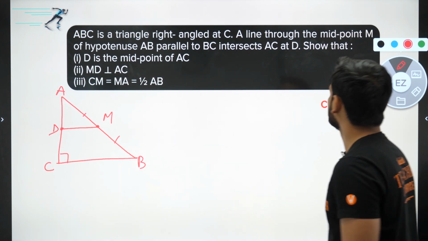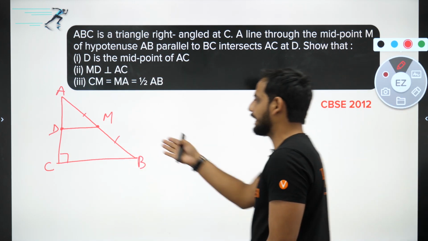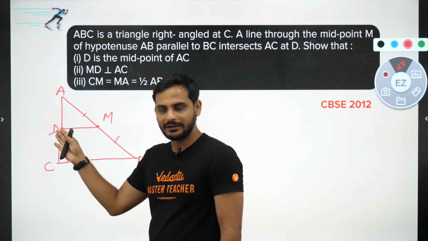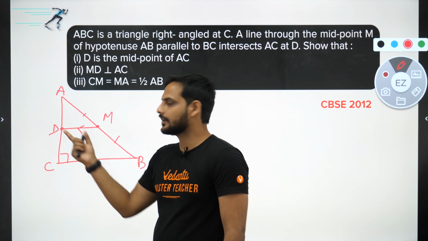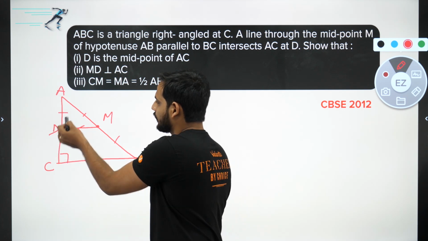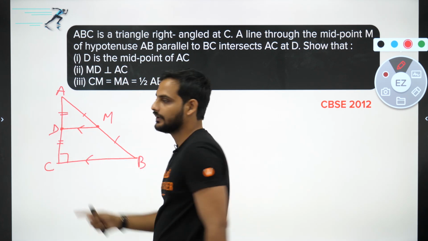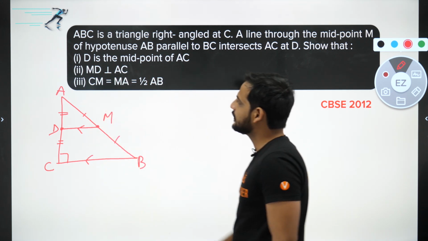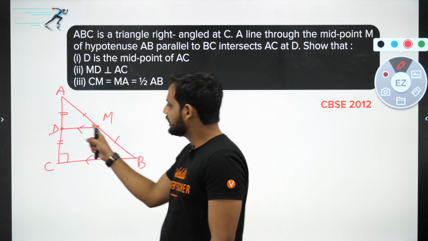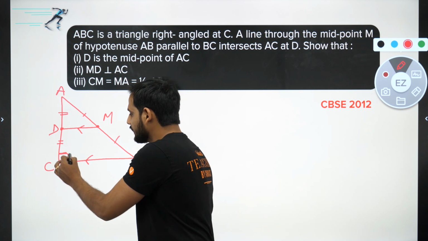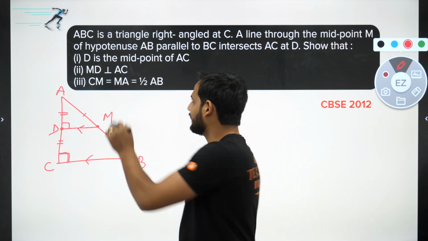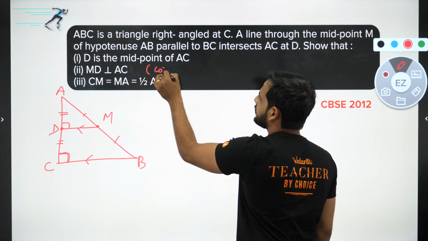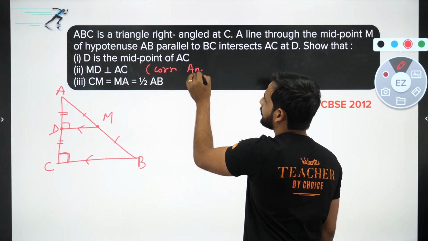What do you want to prove? You want to show that D is the midpoint. So this is directly the converse of MPT. M is the midpoint, and we are drawing these two lines parallel, so this will intersect the third side at the midpoint. So from here you get AD is equal to DC. D is the midpoint directly. MD is perpendicular to AC. Now see, if these two lines are parallel and this angle is 90 degrees, I can say this angle will also be 90 degrees using corresponding angles. So by using corresponding angles, this part also can be proved.